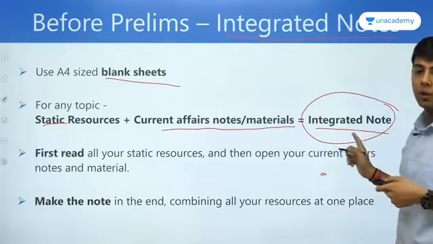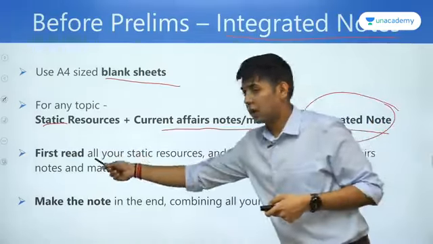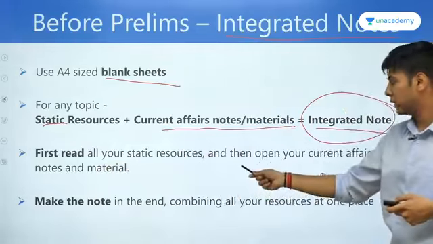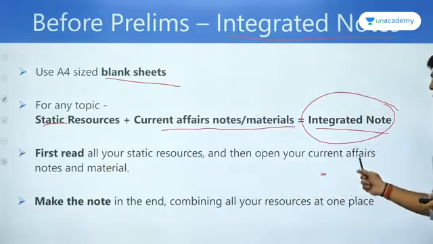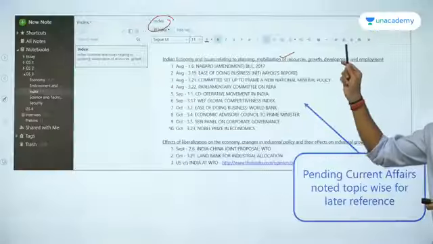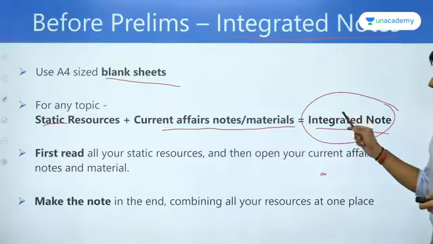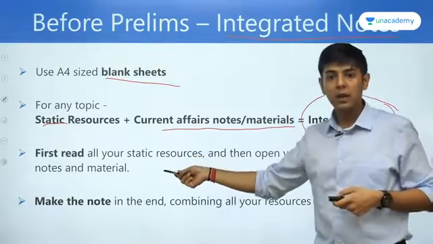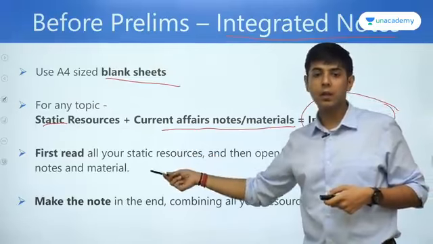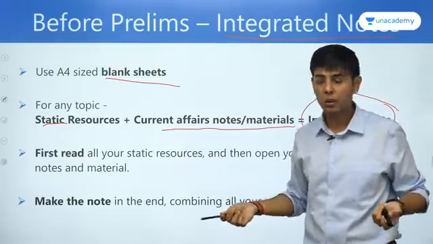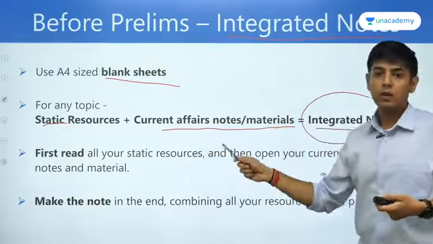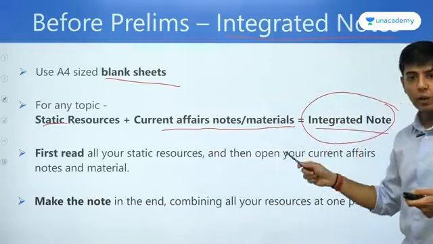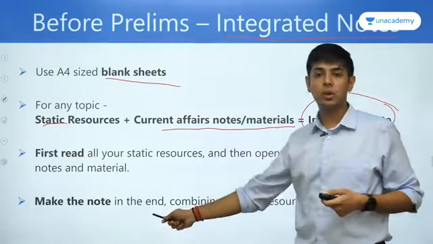So this is very important. You first read all your static resources, then you open your current affair notes which you have prepared like these ones, and then you also open up any current affair material or any other material which you want to refer, say a government report, and then after you have read all these, you make the note.